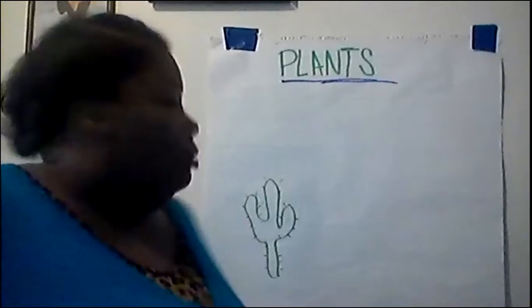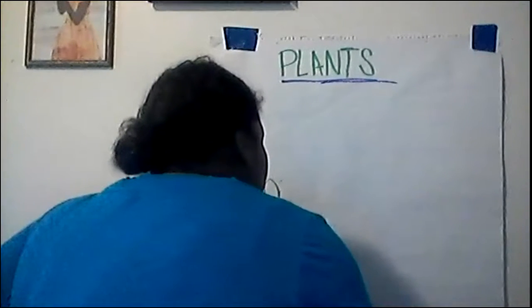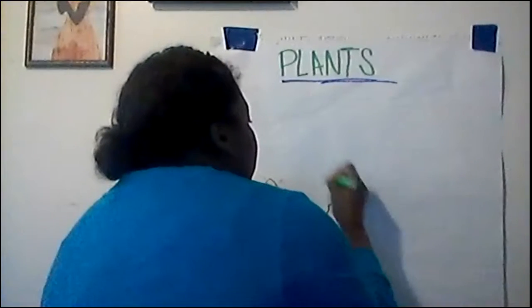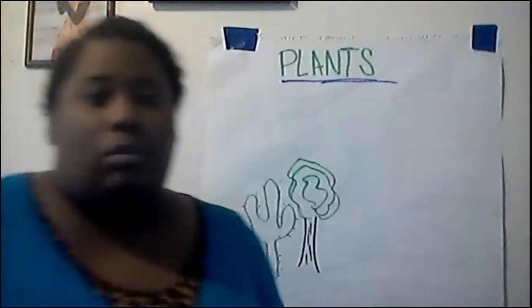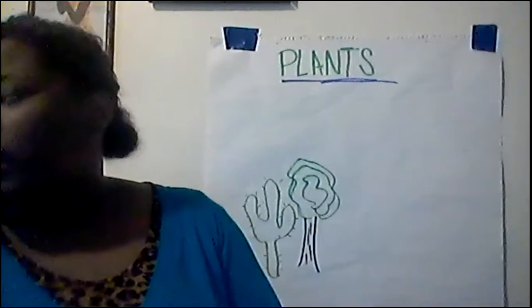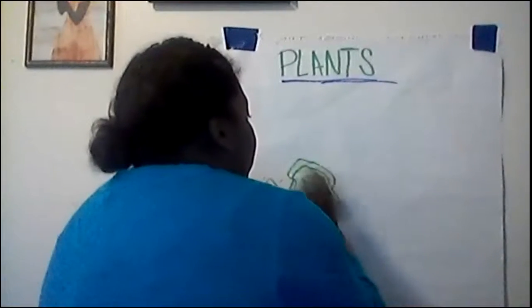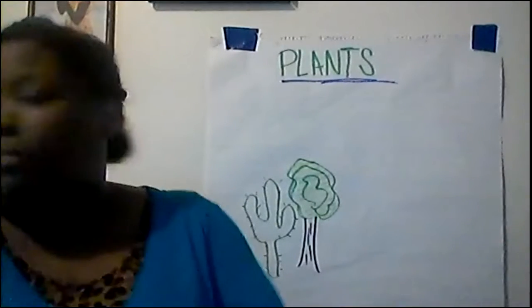Another example of a plant that makes its own food is, if you could guess as I'm drawing, I know some of you have already guessed it, and you are right, a tree. So a tree makes its own food. It is a plant, and because it is a plant, we can say that it makes its own food. All right.